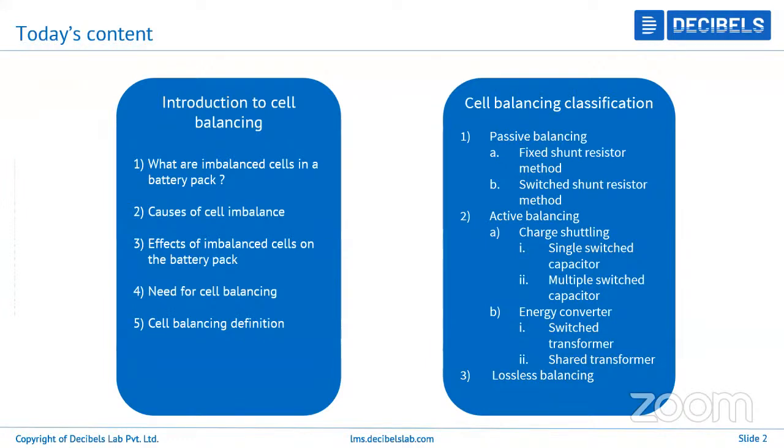With this, we will then progress with the different classifications. What that means is we'll be looking at a few of the different methods in which balancing can be achieved, right? So we'll be looking at passive, active, and lossless balancing. We will have a brief look at all of these classified methods.